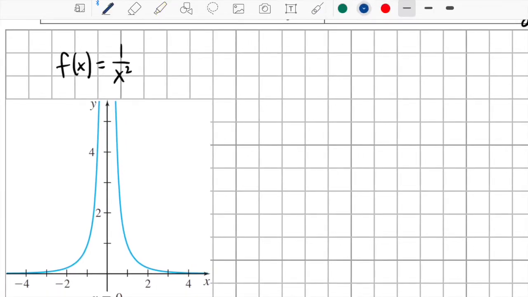So if I take the limit as x approaches 0 from the left of 1 over x squared, let's follow along. As I move along the x-axis towards 0, you've got to look at your graph. What's the graph doing? The graph is getting larger and larger, and it grows very, very large, and it becomes unbounded. So we say that it goes to positive infinity because it's going in the positive direction.